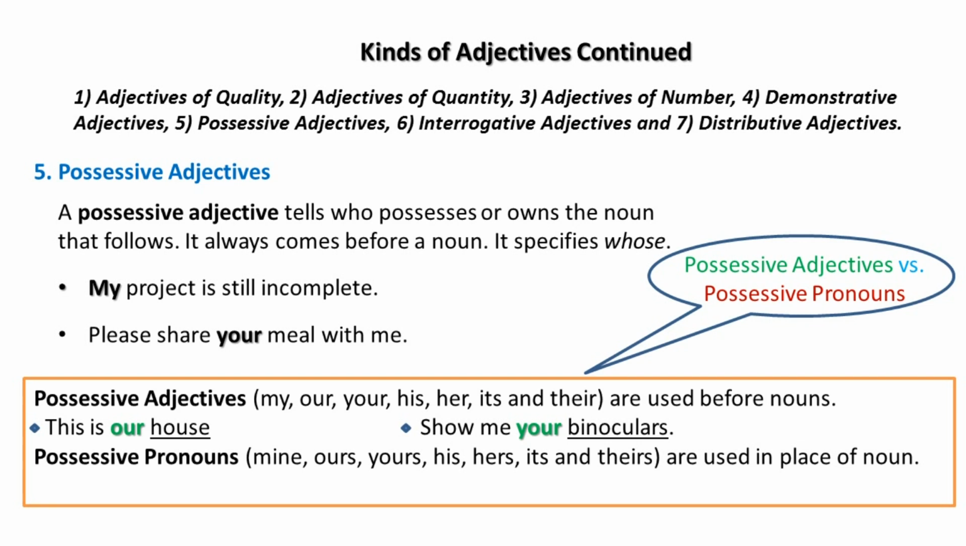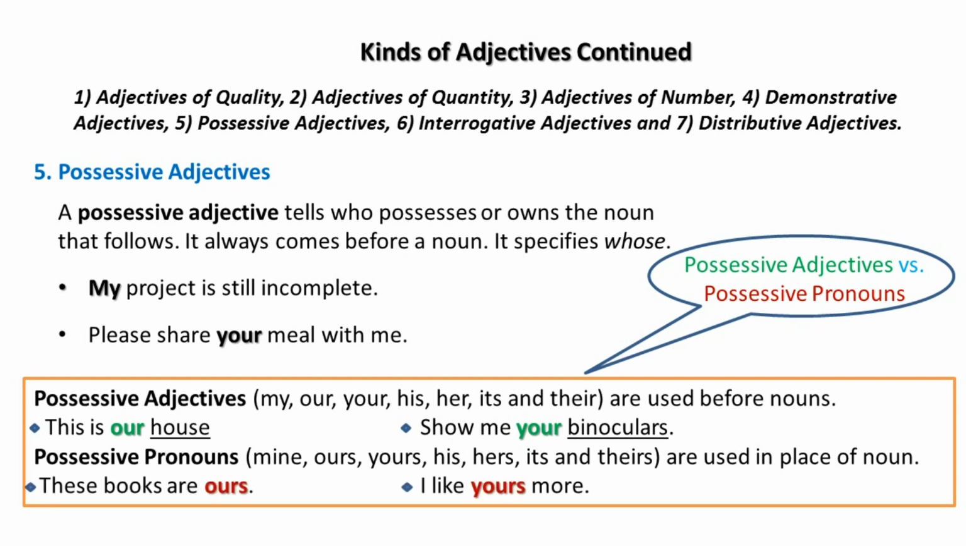Whereas possessive pronouns are used in place of nouns. Which are the possessive pronouns? Mine, ours, yours, his, hers, its and theirs. They are the possessive pronouns. They are used in place of nouns. They are used instead of nouns.